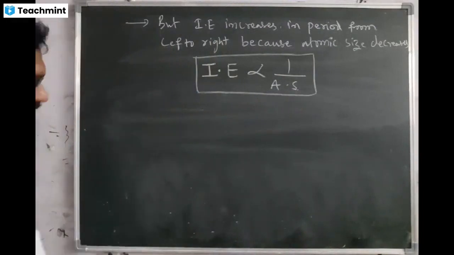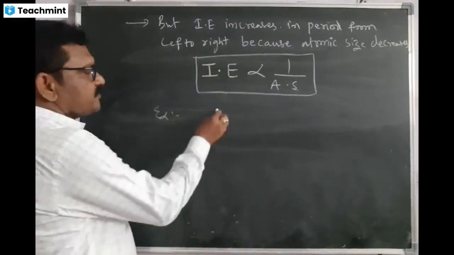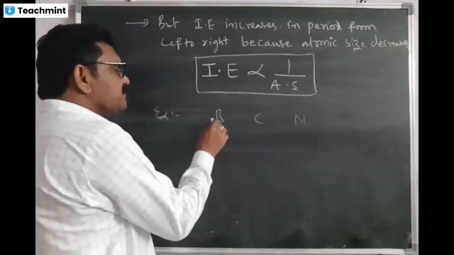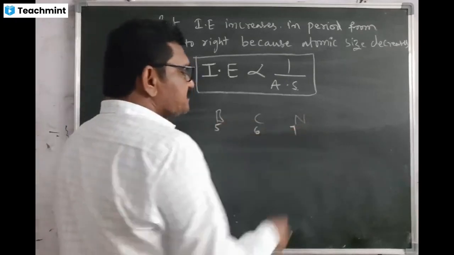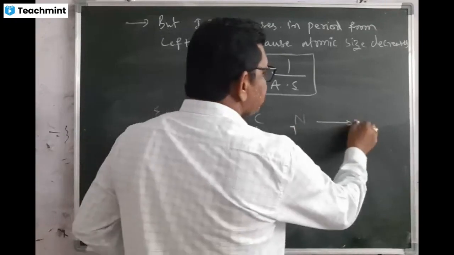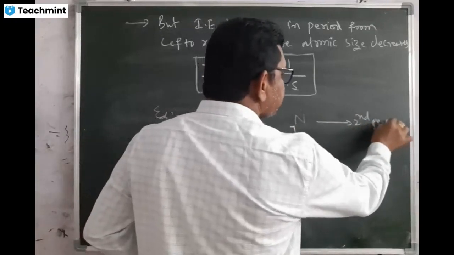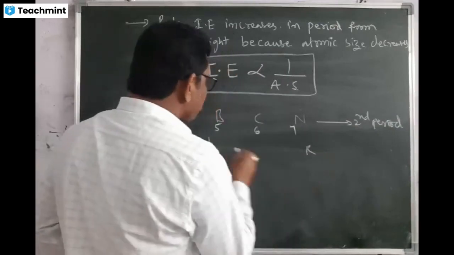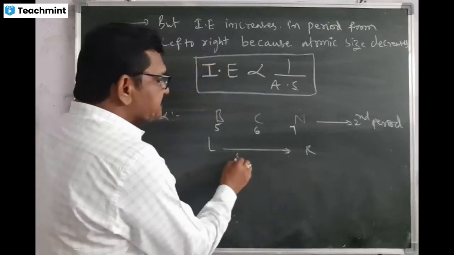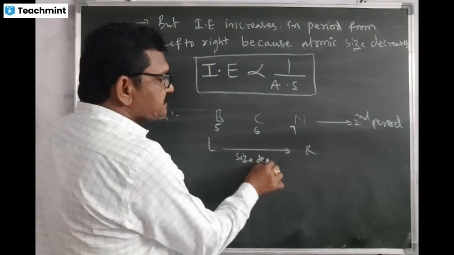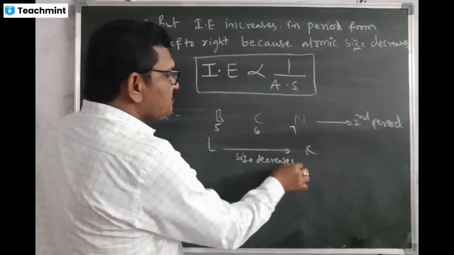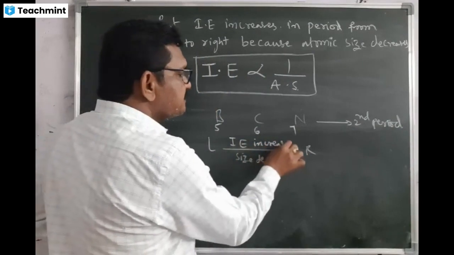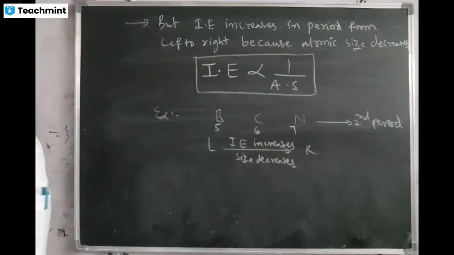Okay, I give you an example. For example, boron is there, carbon is there, nitrogen is there. Here the atomic numbers are boron 5, carbon 6, nitrogen 7. These belong to the second period, you know. Here, what happens when we move from left to right? Size decreases. Atomic size decreases. So ionization energy, what happens? Increases. Ionization energy increases. You have to write this one.